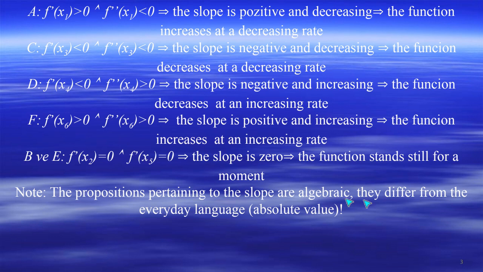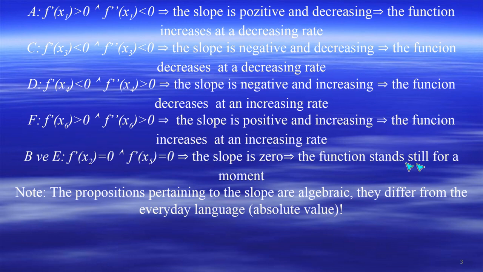Yes, the propositions pertaining to the slope are algebraic. They differ from everyday language, because in everyday language we speak with absolute values. If something becomes steeper, for us it increases. But in algebraic terms, it is not true. A negative slope which is increasing becomes flatter. It doesn't become steeper, it becomes flatter towards zero. So we should get accustomed to speaking algebraically, not in absolute values, as we do in everyday language. This is important.